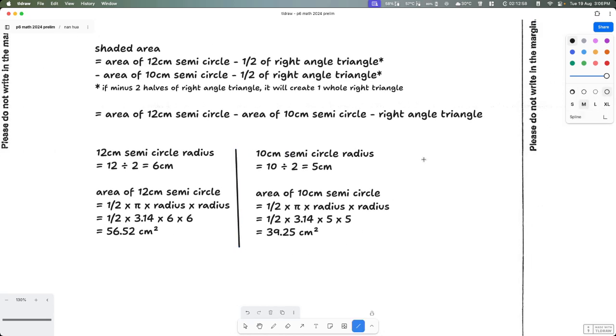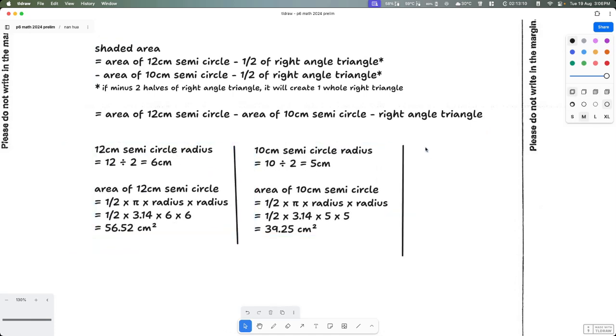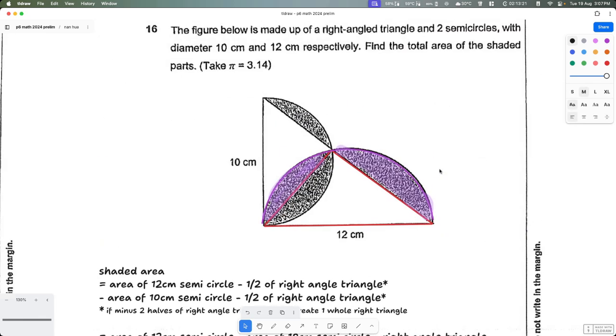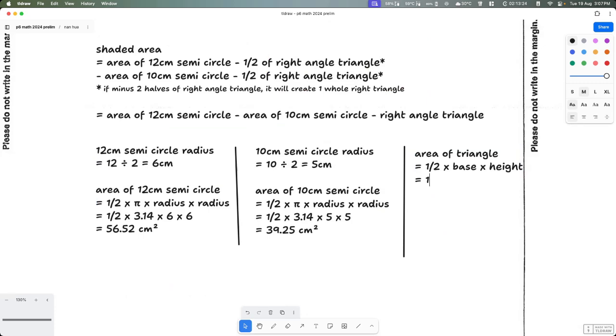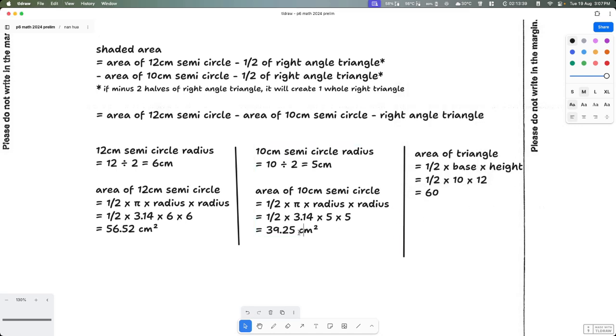Last one, we will get the area of the right angle triangle. Area of a right triangle is half times base times height, and we already know the base and height are 10 and 12. Half times 10 times 12 is equal to 60. So 0.5 times 10 times 12 is 60.